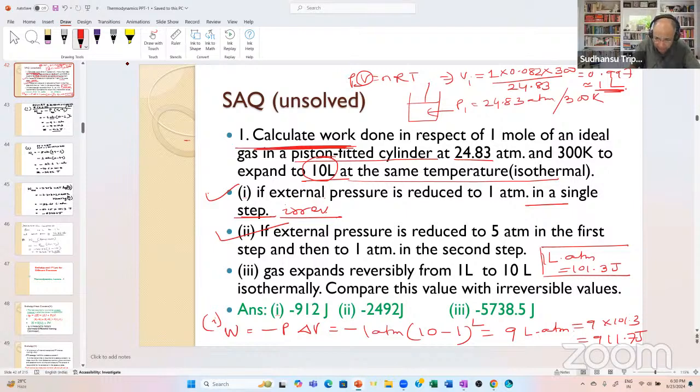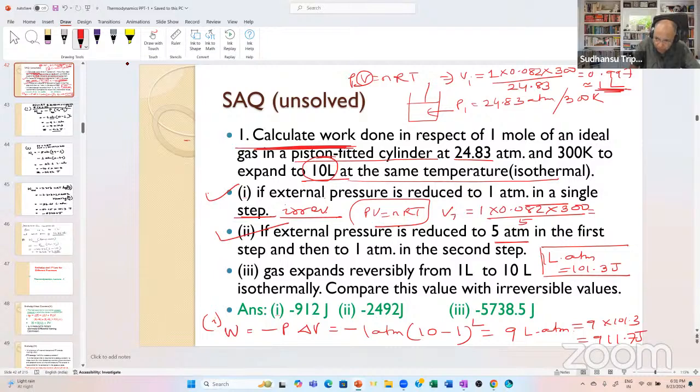So now you find out when it is 5 atmosphere, what is the volume, because it was 1 liter in the beginning, and at 5 atmosphere, what will be the volume that you have to find. So again you have to use PV = nRT, and the new volume at 5 atmosphere is 1 mole, 0.082 into temperature, which is always constant, isothermal process, divided by P. P is 5. So what is the volume?